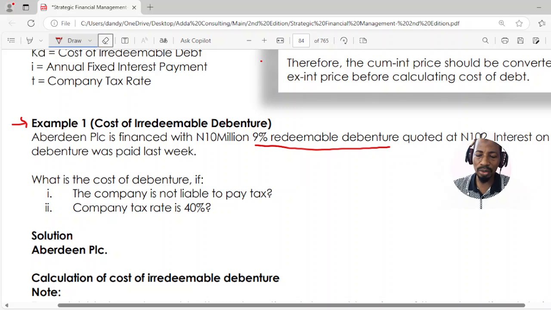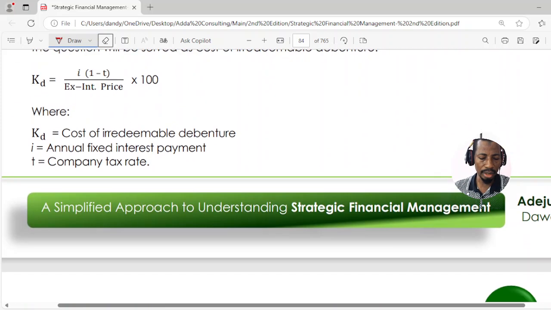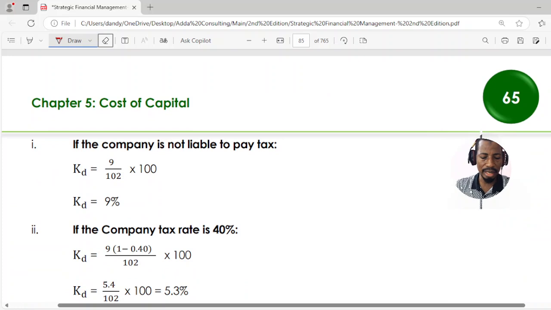The ex-interest price, we are told that interest on debenture was paid last week. It means that this market price of the debenture of 102 naira is already ex-interest. So it is ex-interest price. Therefore, this will be 9 divided by 102. Okay, so that's what you are seeing there. The fixed interest divided by the ex-interest price, since there is no tax, and that's why we got 9%.